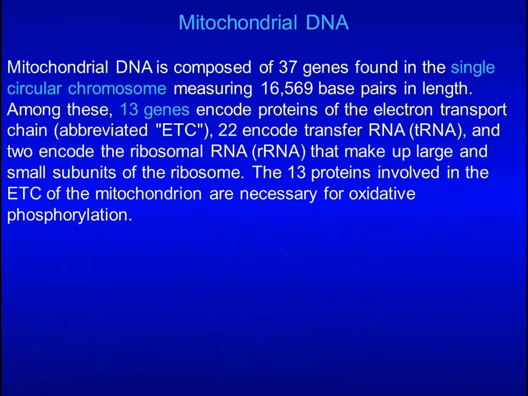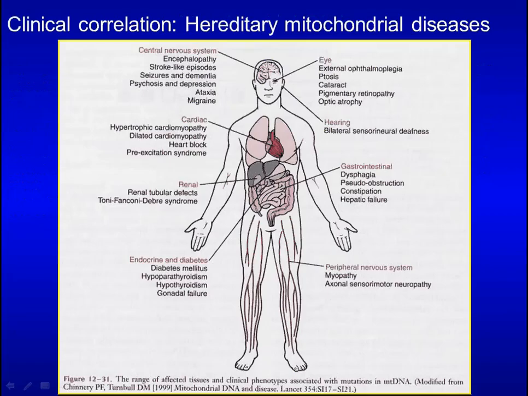Mitochondrial DNA is composed of 37 genes found in a single circular chromosome. Among them, 13 genes encode proteins of the electron transport chain, 22 encode tRNA, and 2 encode rRNA. The 13 proteins involved in the electron transport chain are necessary for oxidative phosphorylation.